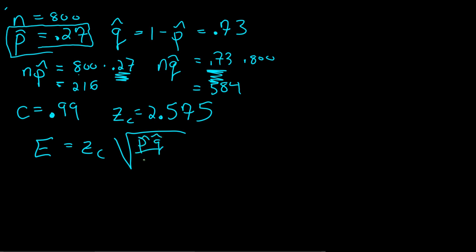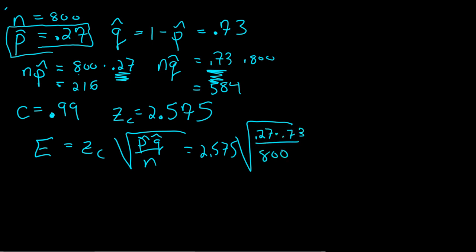of PQ over N, or 2.575 times the square root of 0.27 times 0.73 divided by 800. And let's grab my trusty dusty calculator. 2.575 times the square root of 0.27 times 0.73 divided by 800, and 0.0404, or 4%, plus or minus 4%.